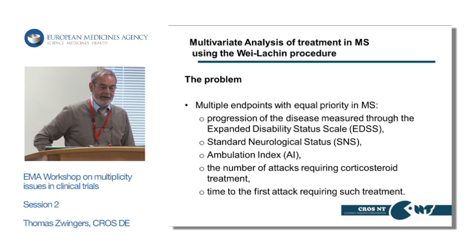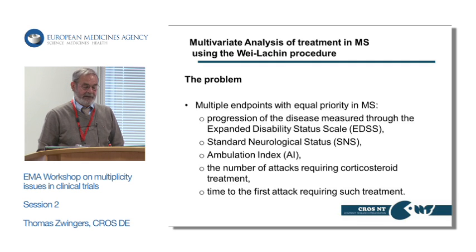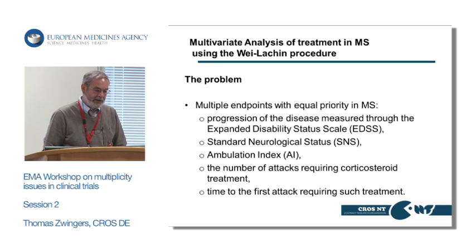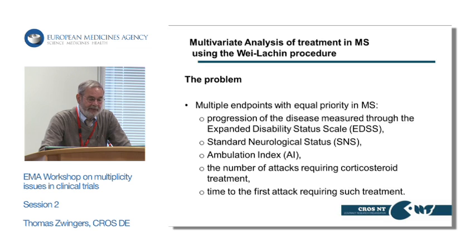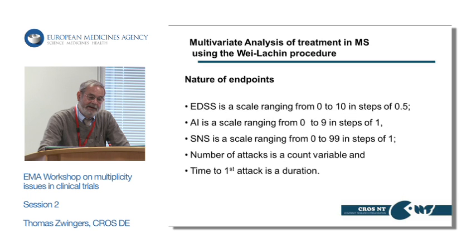The problem, as I already noted, is that at the time this study was performed, there were multiple endpoints with equal priority in MS, and there could be no agreement on setting either a combination of these or a hierarchy, and the endpoints were very different. The first one, the most common, is the progression of the disease through the Expanded Disability Status Scale. The second one is the standard neurological status, then the ambulation index, and the number of attacks requiring corticosteroid treatment, and the time to the first attack requiring such treatment. So very different endpoints.